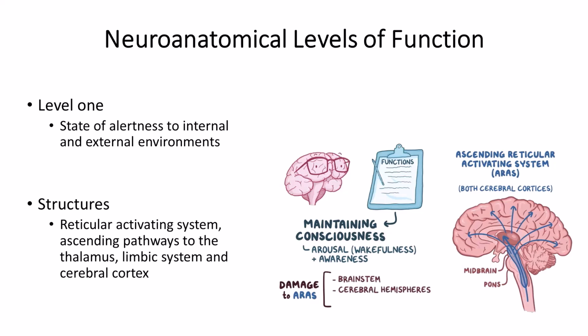An example of a patient that would not have this level of alertness is someone in a coma, and we'll talk a whole lot more about patients in coma when we get into brain injury. The structures involved in this level of function are the brain stem, specifically the reticular activating system, and ascending pathways to the thalamus, the limbic system, and the cerebral cortex.